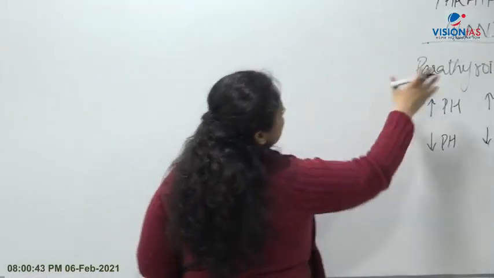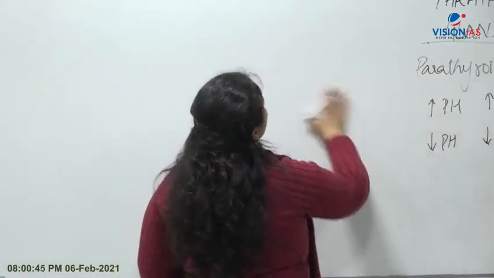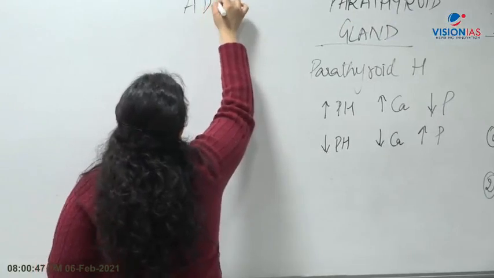Okay, thyroid, parathyroid. The next gland is adrenal gland.